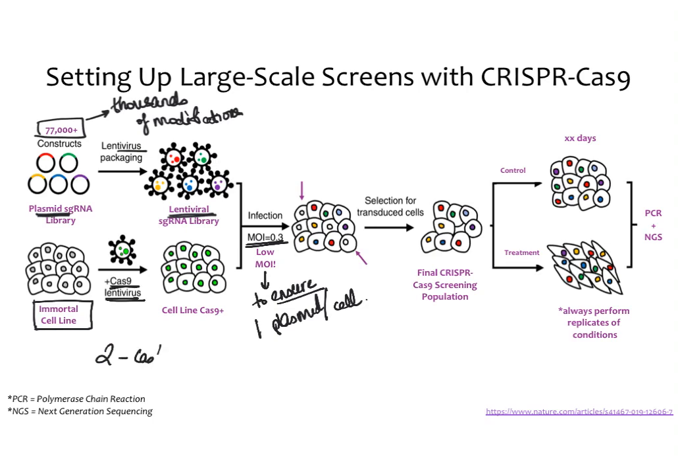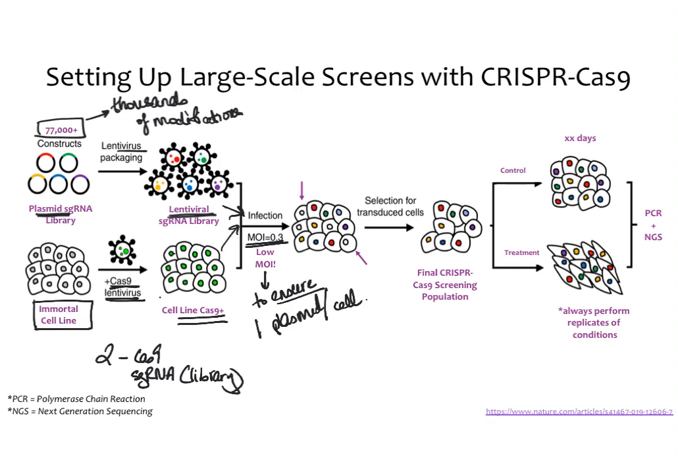You will add Cas9 to these cells, again in lentiviral form, because, remember, CRISPR requires two things, so you need your Cas9 and your sgRNA. You get your sgRNA from the library, but you have to make sure that the cells already have Cas9. So this cell line now has Cas9 in it, so now we can use it to infect.